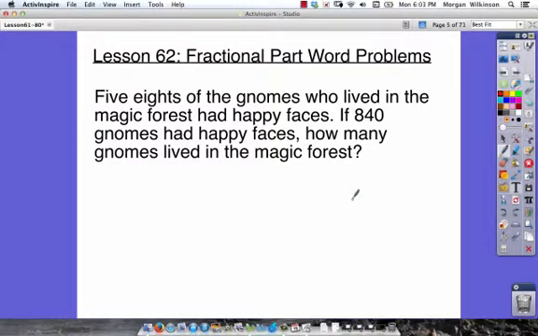Lesson 62 is about fractional part word problems. Now we know how to solve problems with fractional parts, and we know how to solve word problems. We just need to put them together in this lesson.